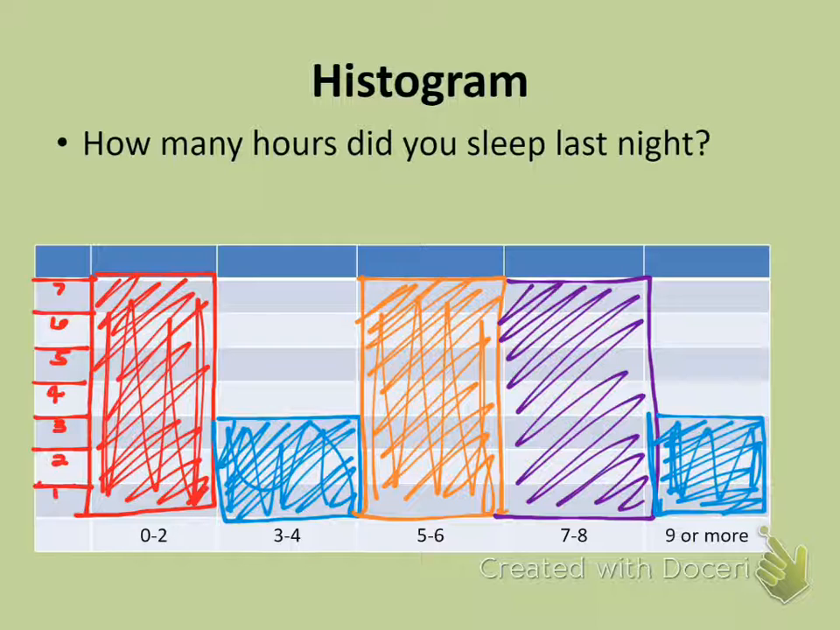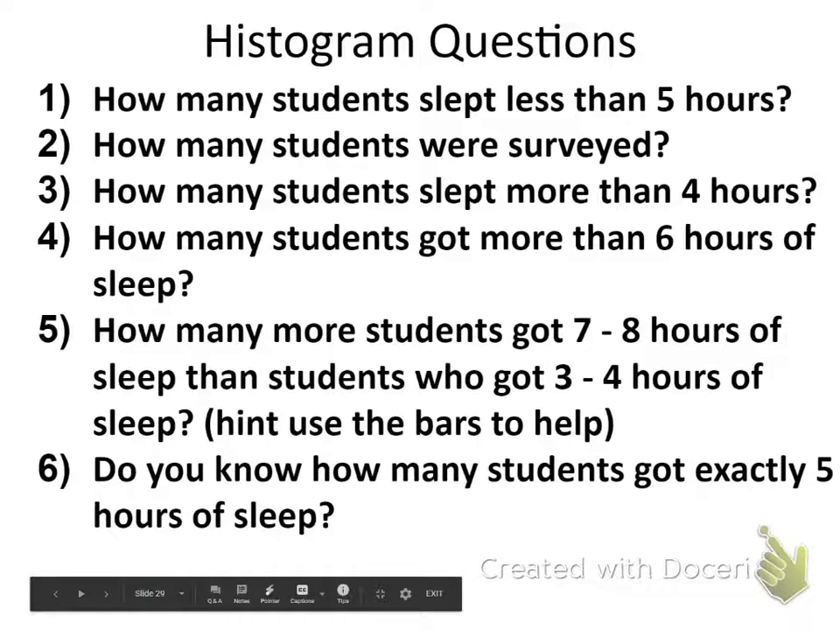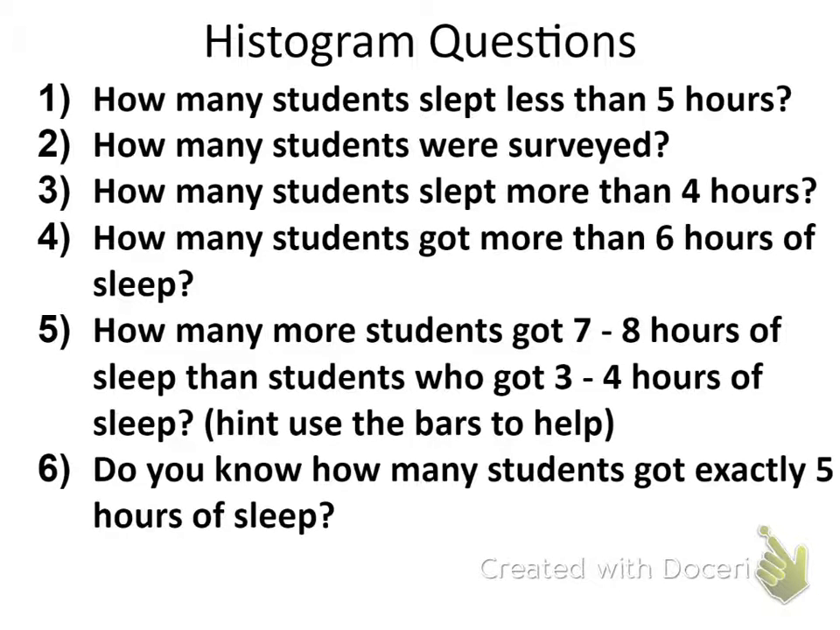Now we have created a histogram of our information. Each bar represents a range of numbers. Now let's use our histogram to answer a few questions. Look at your graph and let's answer these. Number 1, how many students slept less than 5 hours? Raise your hand when you know. How many students, Aiden? 10, right? 7 plus 3.